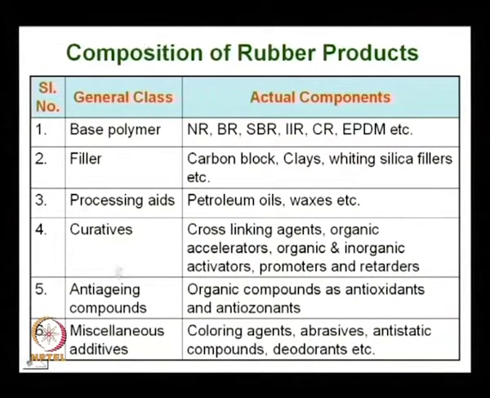Then comes curatives. Curatives are cross linking agents. I have already described: the organic accelerators, organic and inorganic activators, promoters and retarders. There are also promoters, which promote the vulcanization, that means further increasing the vulcanization rate. Sometimes promoters are used along with accelerators and accelerator activators. Then anti-aging compounds, organic compounds as antioxidants and antiozonants, miscellaneous additives, coloring agents, abrasives, antistatic compounds, deodorants, all these things.